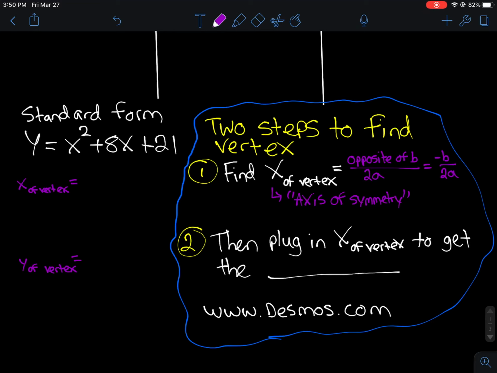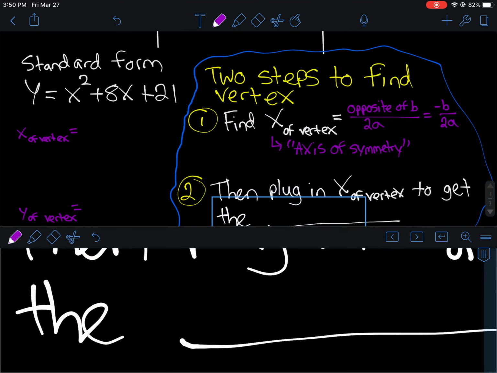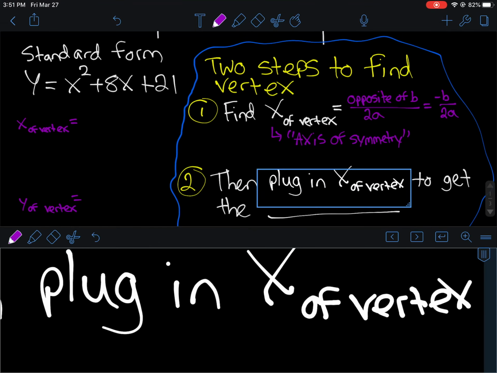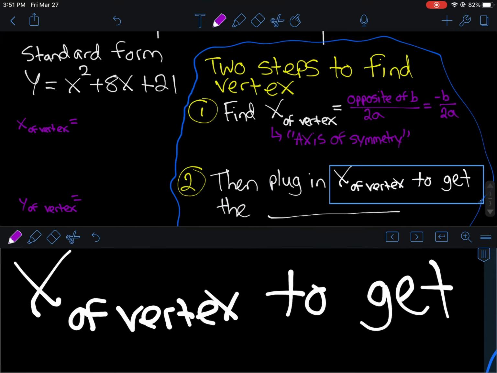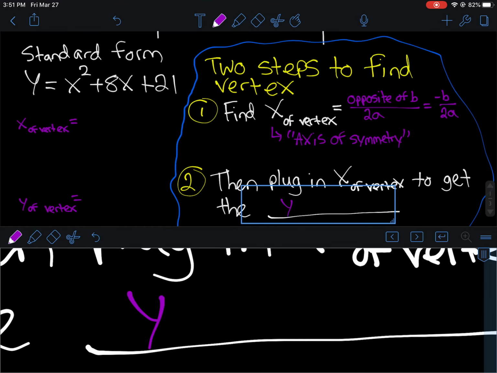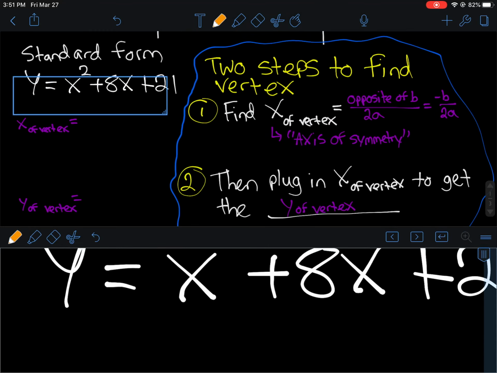Once you do opposite of b over 2a, then whatever answer you get for the x of the vertex, you can find the y of the vertex by plugging your answer into the equation. So step 2, plug in the x of the vertex to get the y of the vertex. Again, really important to understand these two steps before we dive into the problem. So what we need to be able to do is find a, b, and c, which hopefully should be easy because we have done that.